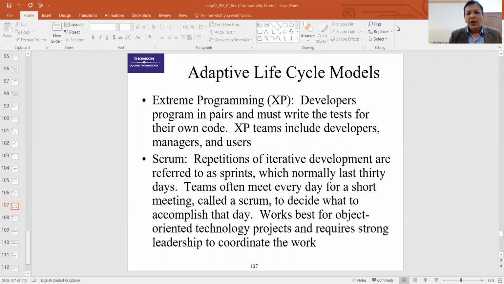Rizwan Jamil Qureshi. Welcome to lecture number 10 of IT Need Assessment and Technology Evaluation. We already covered the traditional methodologies in our previous lectures, lecture number 9 and lecture number 8. Today we are going to cover the adaptive methodologies. The adaptive methodologies are also called modern methodologies or agile methodologies.